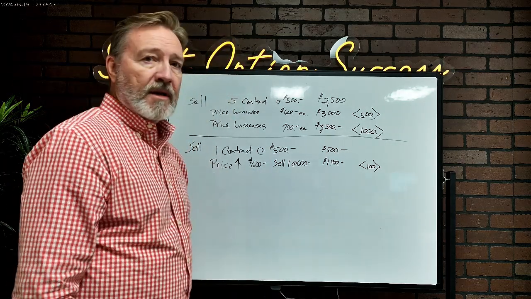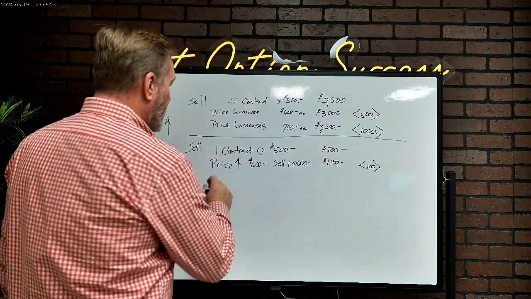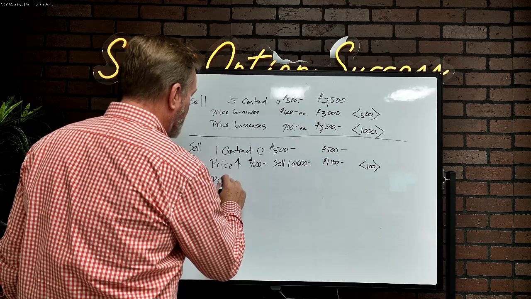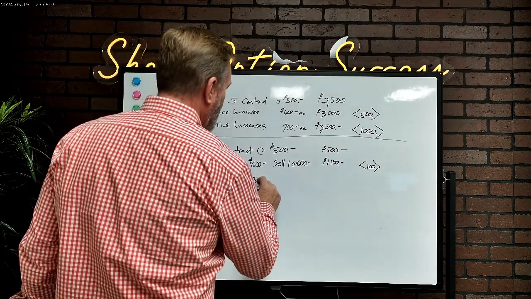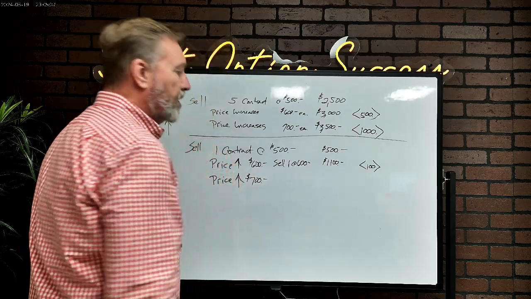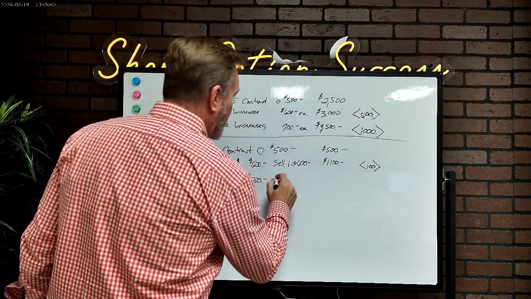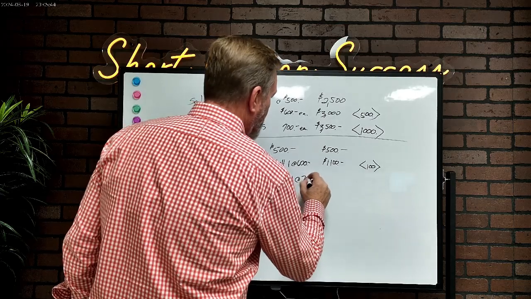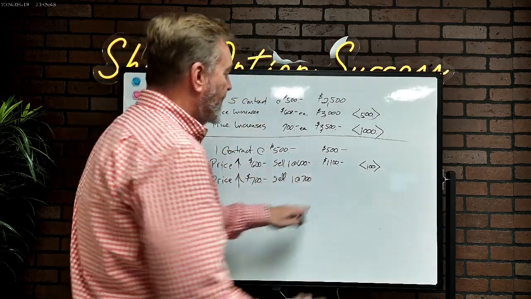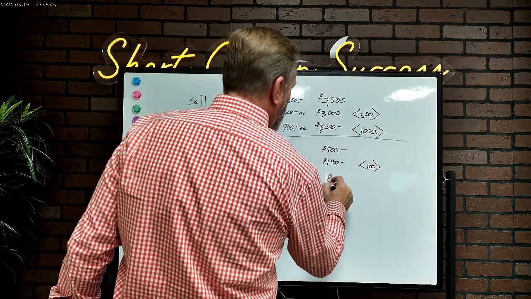But I've put a little more money in my account. All right, let's say again, the price continues to go up, and now they're worth $700. Again, I could sell 1. That's $700. And now I've got $1,800 in my account.